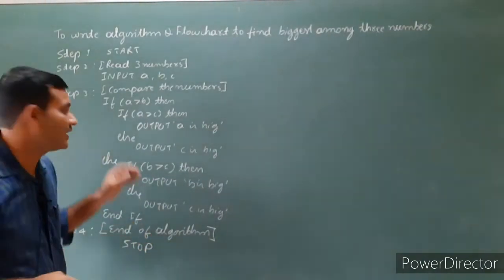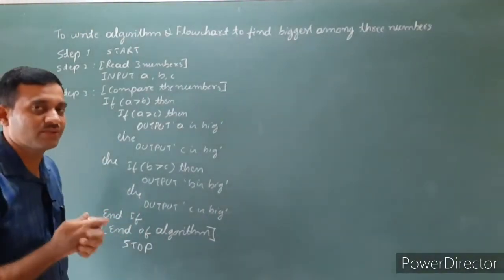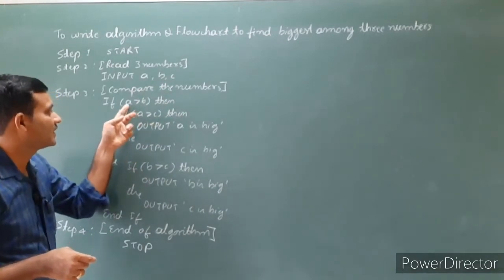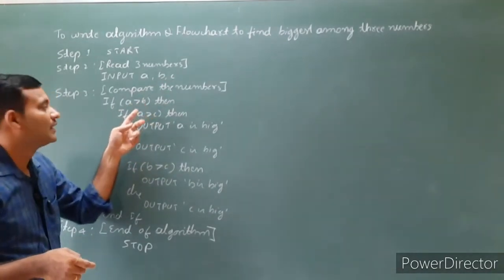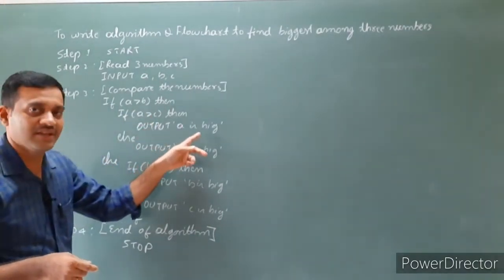Okay, see the logic. Step 3 has the logic. So how does it work? Here we read the three numbers. First we compare the first number with the second number, and the first number with the third number. If both are true, then we directly say A is big.